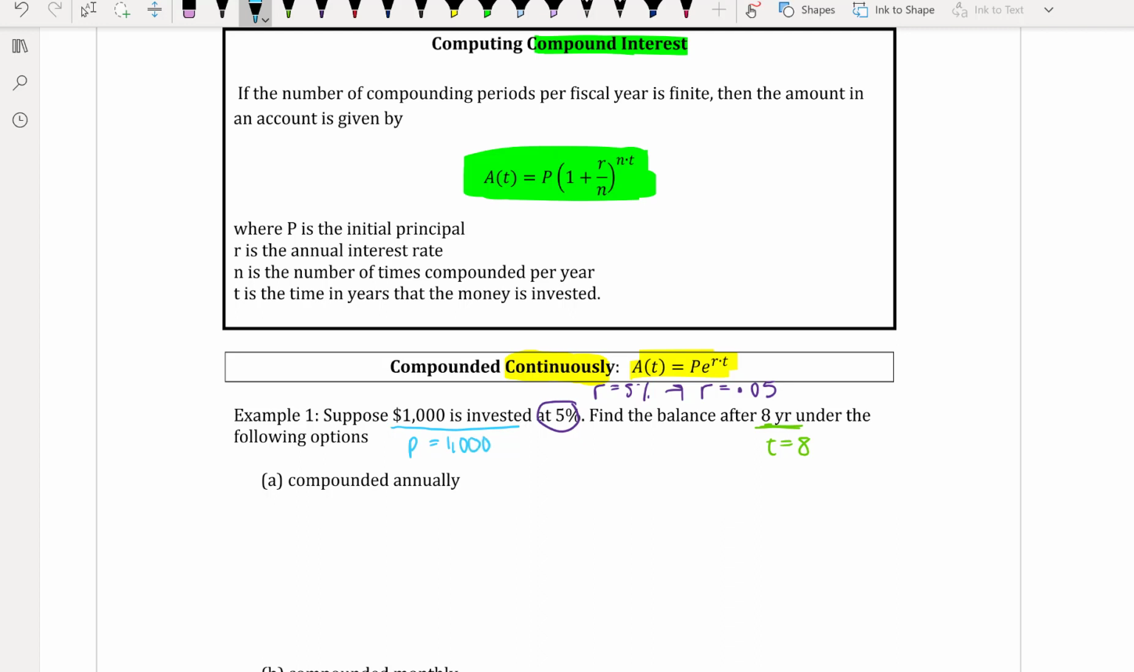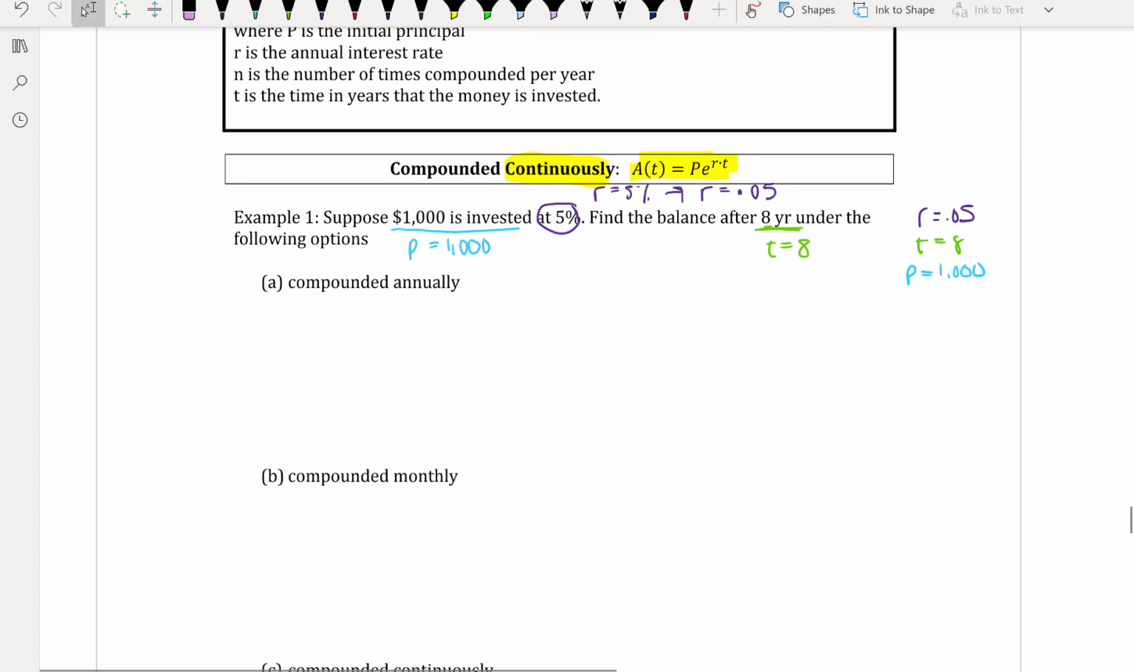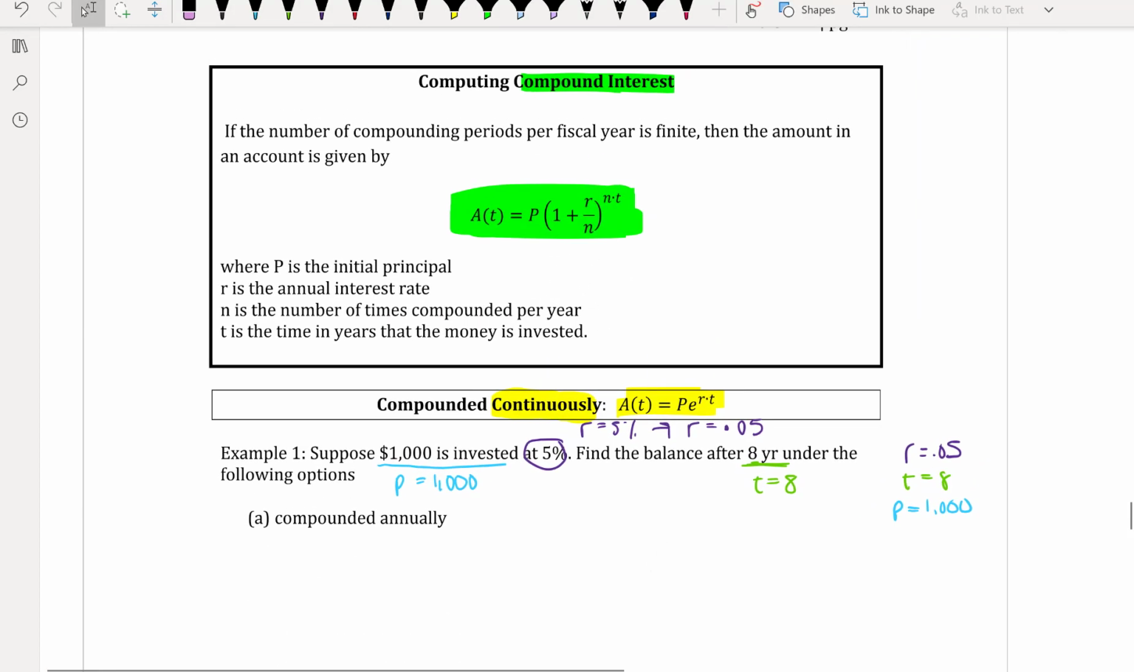Okay. So now for part A, I can reevaluate everything. So I'm just going to write these values over to the side. So I have that my R is equal to 0.05. I also have that my T is equal to 8. And I have that my P is equal to 1,000. Okay. Now it specifically says compounded annually.